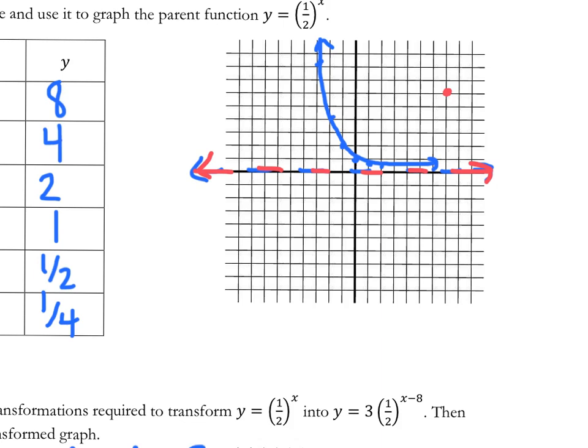So then the point (0, 1). If I vertically stretch that by 3, I'm going to end up at (0, 3) because I'm multiplying my y value by 3. So that'll be up here. Then I move it to the right by 8. 1, 2, 3, 4, 5, 6, 7, 8. So it'll be over here.